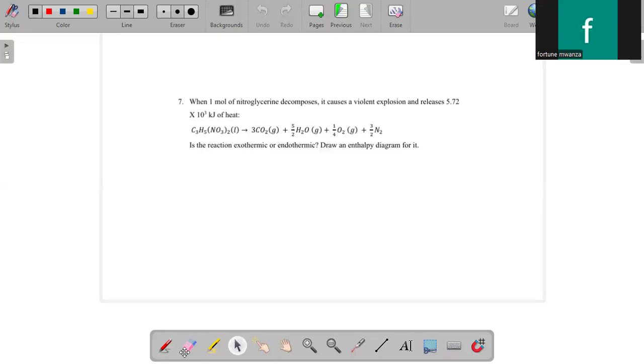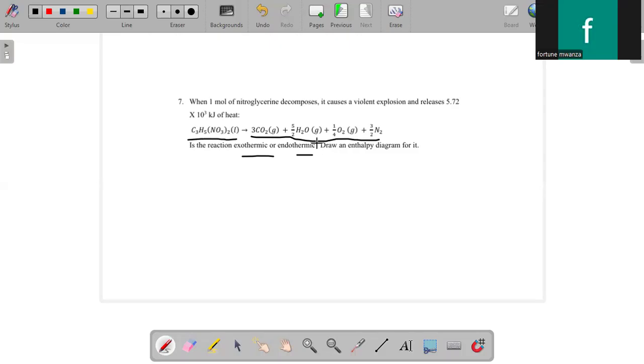Then that's the chemical equation of this nitroglycerin decomposing. So we have this as a reactant. It decomposes, then these are the products it's giving you. Now they are asking, is the reaction exothermic or endothermic? So the first question is asking us to determine whether the reaction is exothermic or endothermic. Then we'll draw the enthalpy diagram for this same reaction.